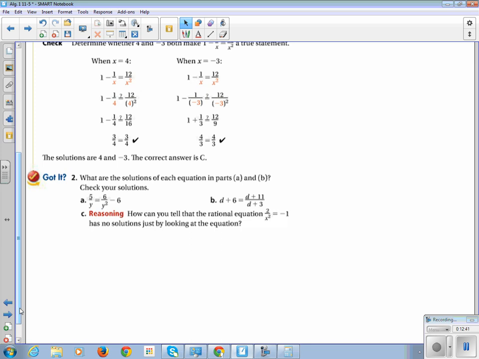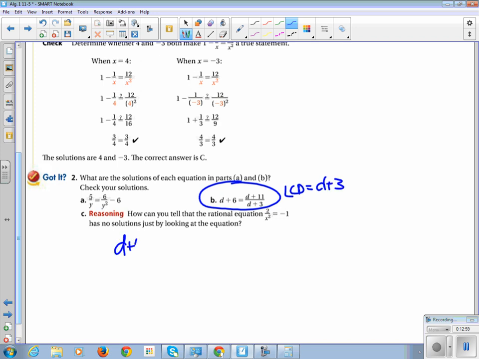So let's solve these guys. Let's do this one. Let's do B together. So I only have one denominator. So he gets to be the LCD. And that's D plus 3. So I'm going to take everything and multiply it by D plus 3.